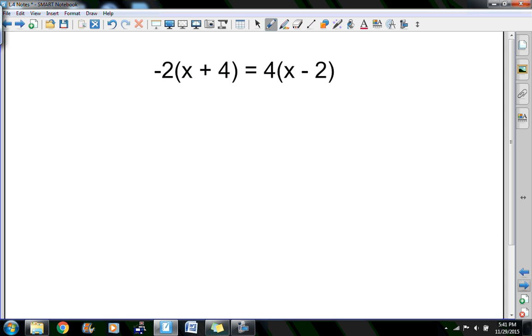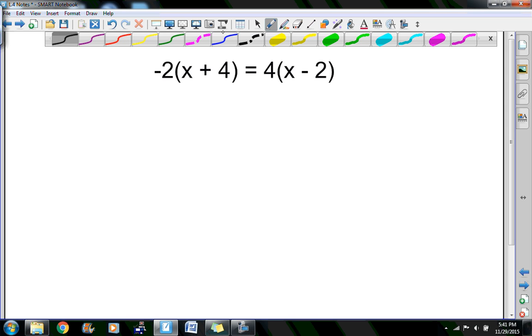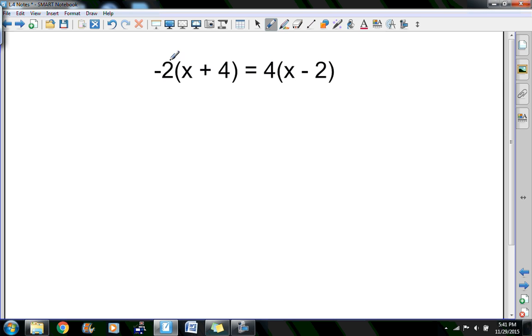Well, now we can start using the distributive property to kind of add an extra step to what we're doing. So we're going to start with blue. I'm going to do the distributive property twice. On the left side, I create negative 2x minus 8, or plus a negative 8. Those mean the same thing. And on the right side, I'm going to create 4x minus 8, or plus a negative 8 again.